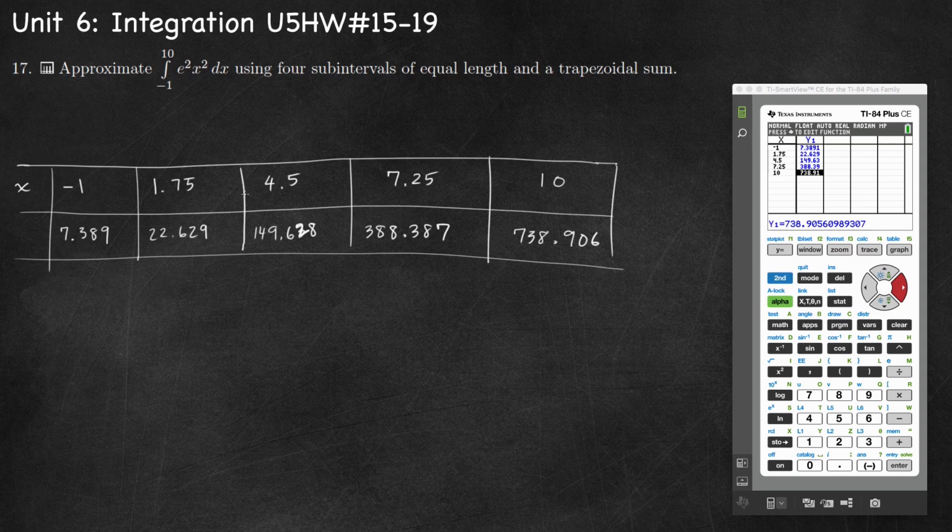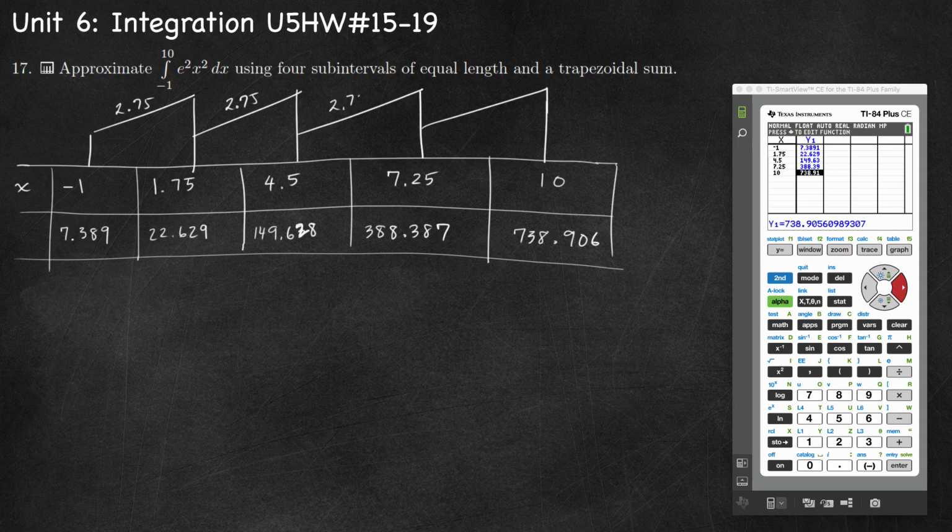Okay, we are using 4 subintervals and we're doing a trapezoidal sum. So my width for each one of these intervals is 2.75. And I need to multiply that by the average base. So I can type this all out. It's going to take a while. I have to add these two numbers, divide by 2, and then multiply by the 2.75.